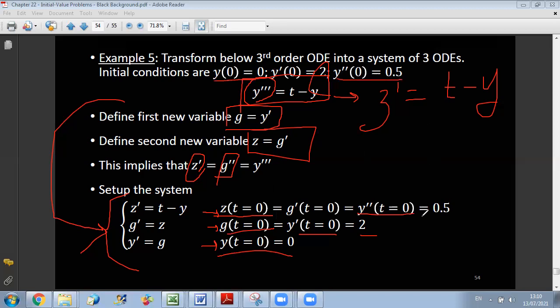So now, once I know the boundary conditions for these three equations, depending on the method used, I will proceed. I will evaluate now at each time step. If I'm using Euler method and my step is 1, I will evaluate at t equal 1 what is z1, g1, and y1. Once I'm done with the first step, I move to the second step, and I repeat this procedure until I'm done. Okay?